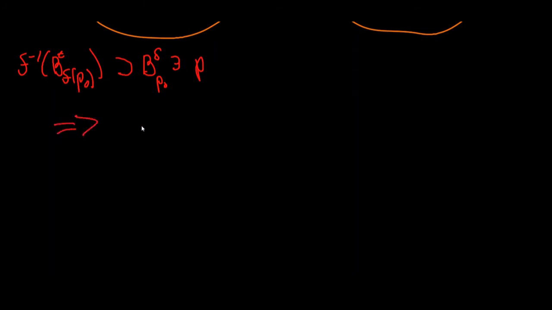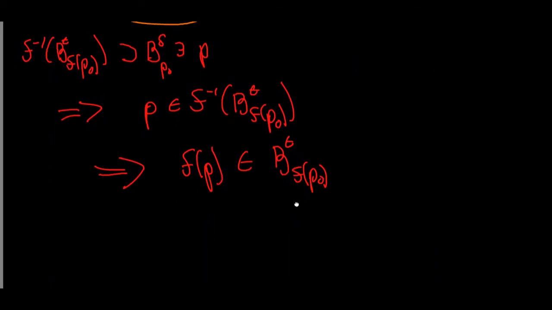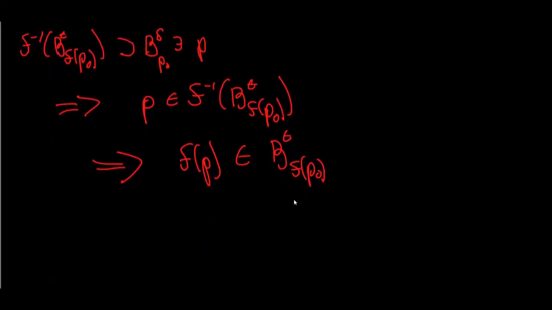This implies that P is in the inverse image of the open ball centered at f of P naught and radius epsilon. And if P is in this inverse image of this set, then that implies, by definition of an inverse image of a set, that f of P is in the open ball centered at f of P naught and radius epsilon. So look at what we just proved. We essentially just proved it here. But let's be more careful, and let's put the nail in the coffin with this proof.